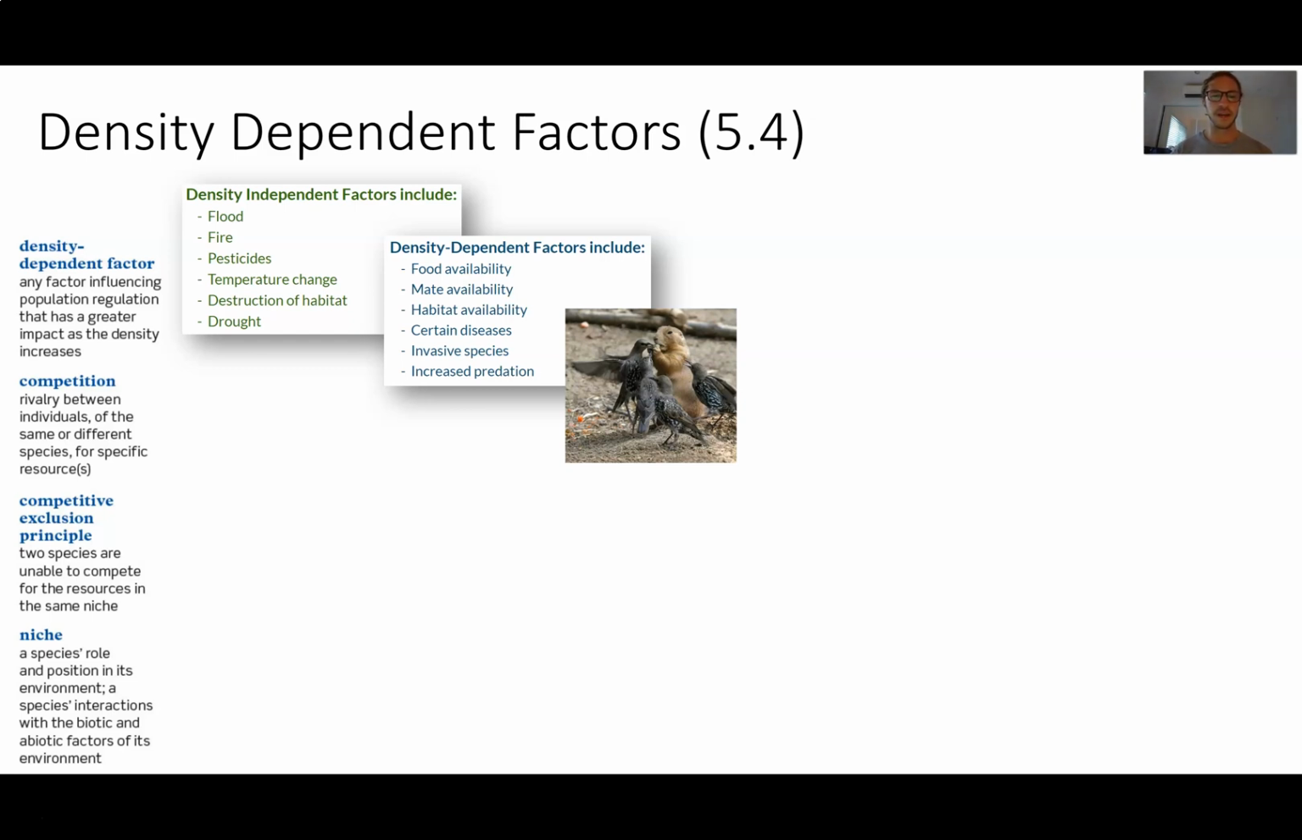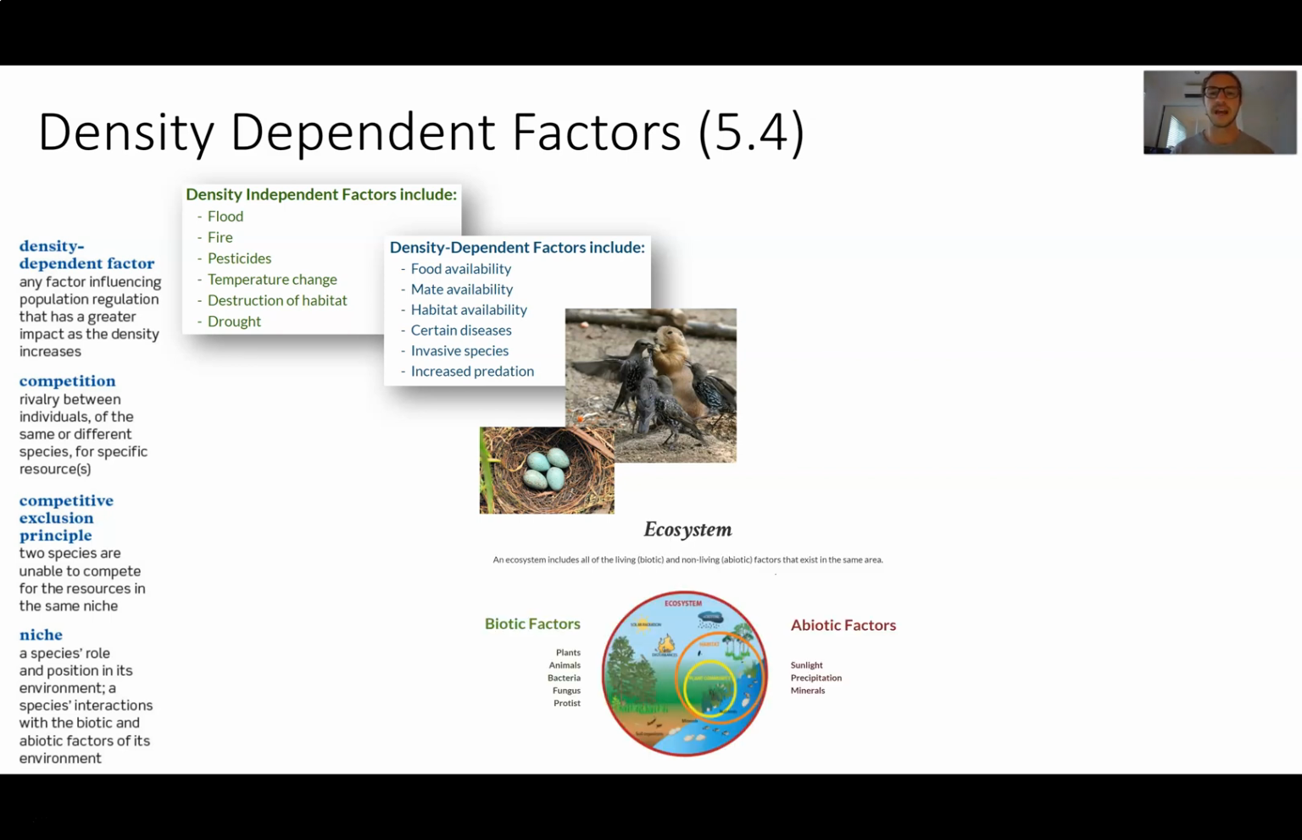This brings me to the competitive exclusion principle. You can see this on the side here. It says that two species are unable to compete for the same resource in the same niche. So what is a niche? The word, whether pronounced niche or niche, comes from the word nest. And it is a species' role in an ecosystem as well as its interactions. Interactions with what? Well, the ecosystem, that would be the biotic and the abiotic factors. You can think of what does it bring to this ecosystem? What is that species' role? What is its job there? That's its niche.